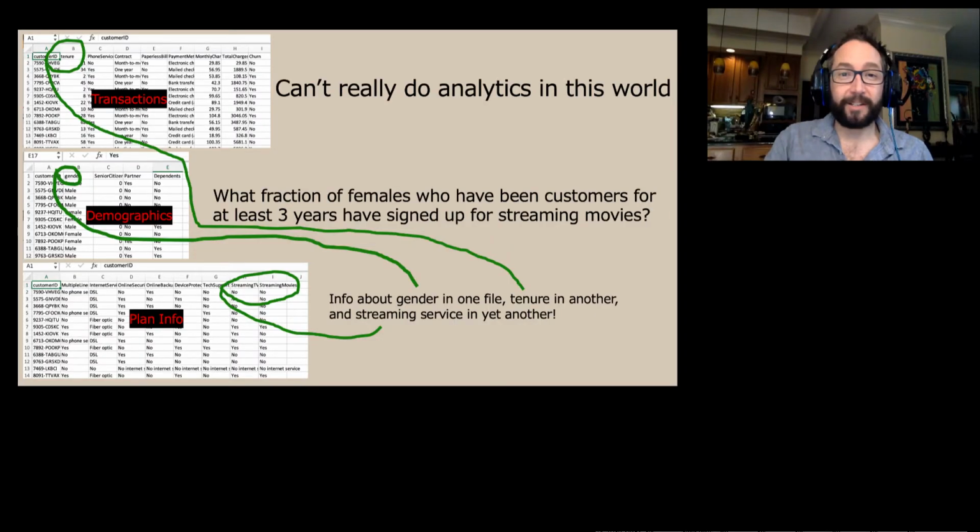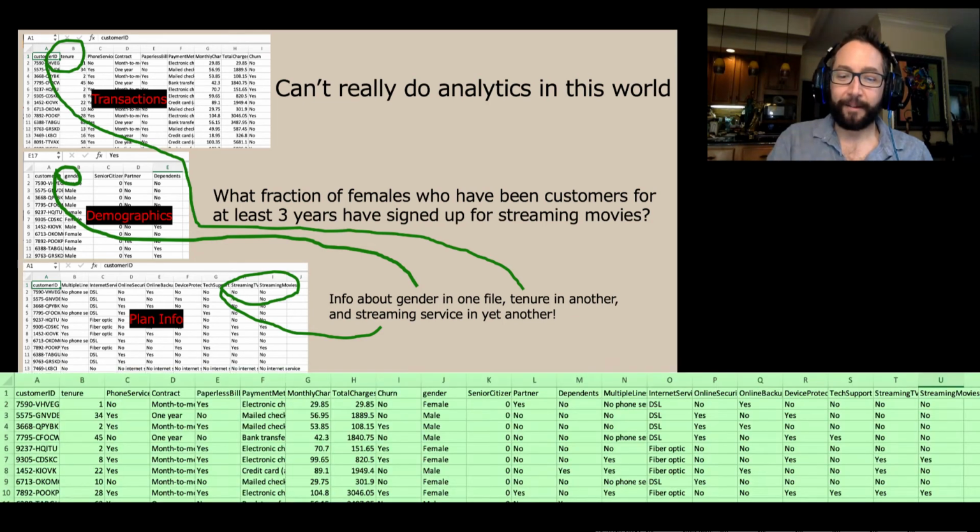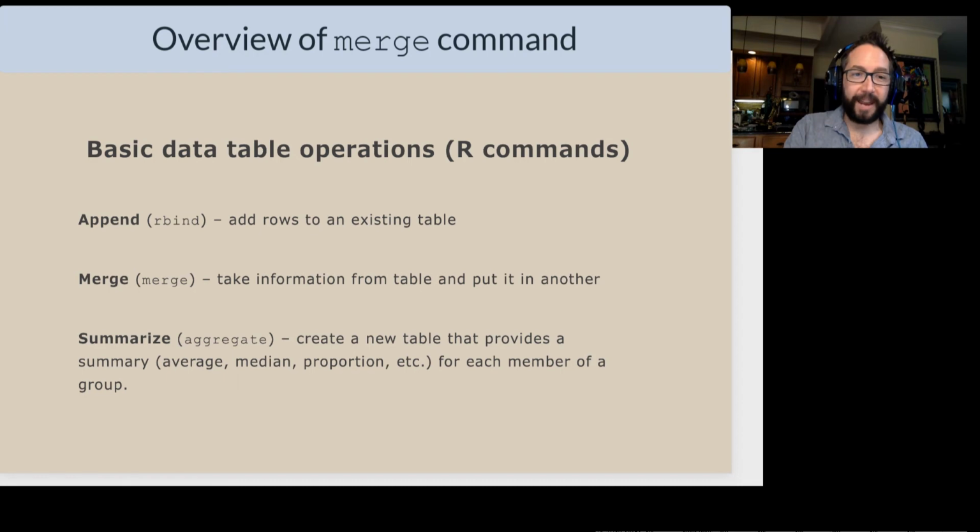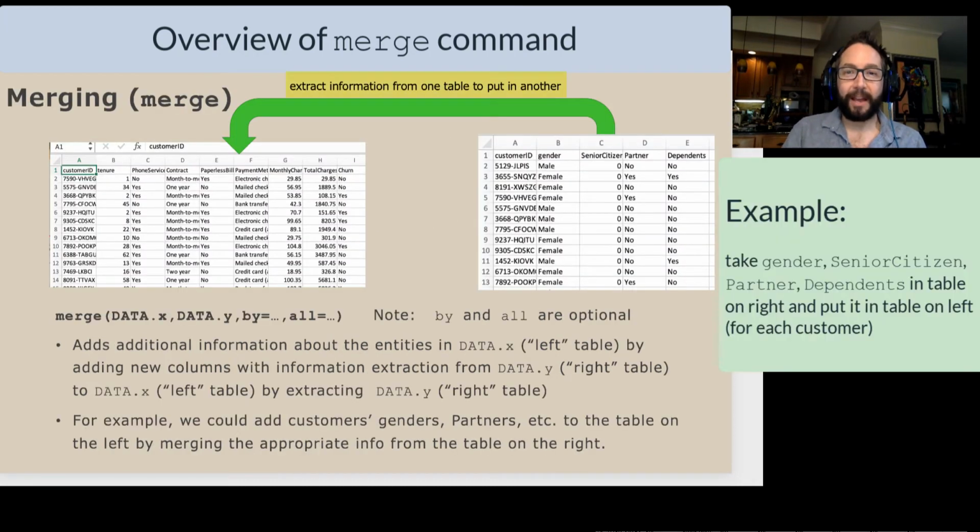So if we wanted to study the probability that a female that had been with the company for at least 3 years and who streamed movies or TV was a churner, well, we'd need to get information from some of these data files to play nicely with each other. We need to create a flat file, have all that information in one place. And so that is going to be our goal with merge. We're going to take data from one data table and put it into another data table.